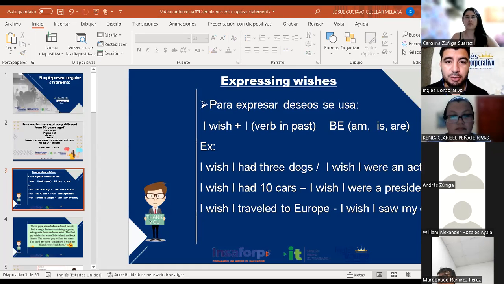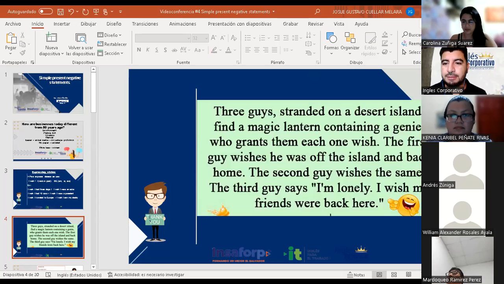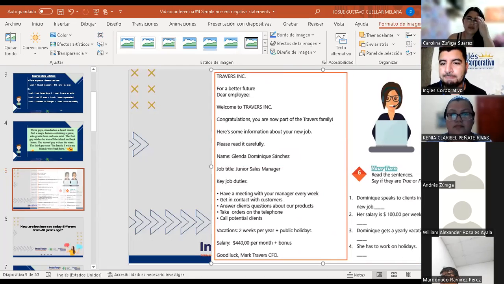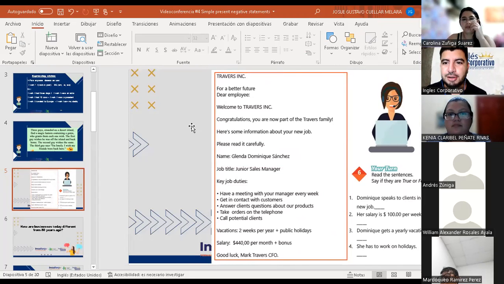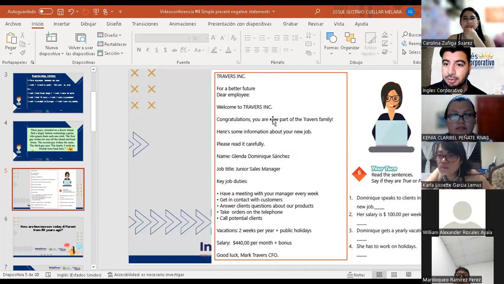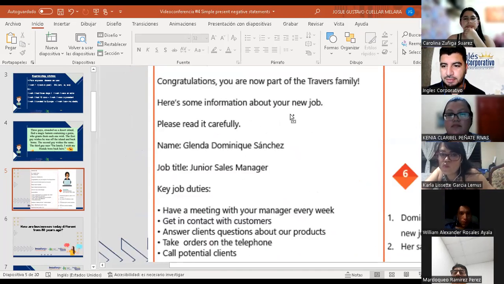Okay, those are just examples when we use wish. Solo son ejemplos para utilizar wish en el caso de que, in case you can see some phrases in a movie or in real life, so you can have like an idea. Okay. So let's see, here we have this, and this is like a TDR, como los términos de referencia. Bueno, más que todas las funciones, okay. So here we have the description of the functions of a new employee. Es un nuevo empleado, okay. Perdón.